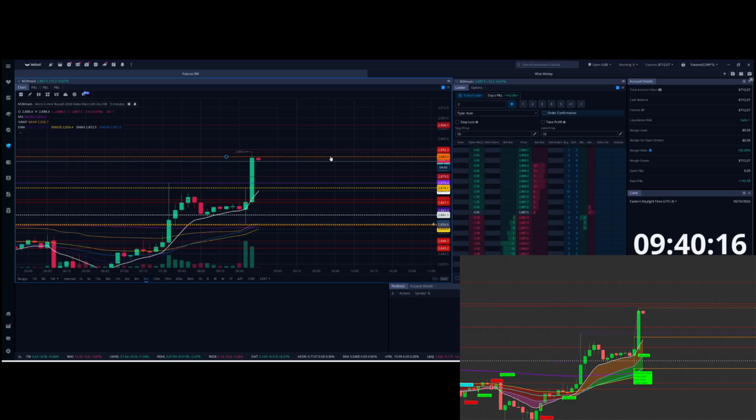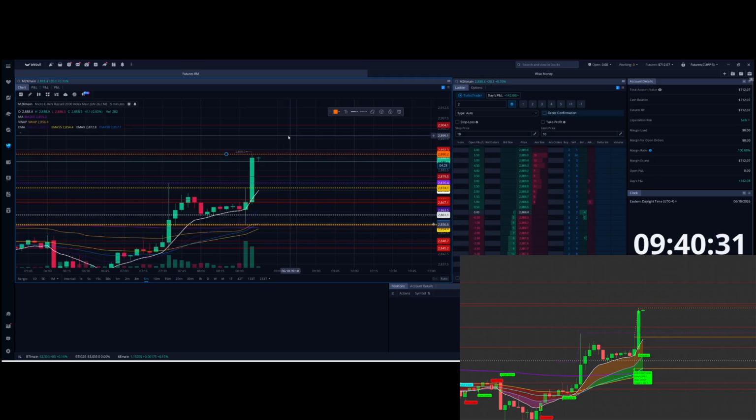All right, we got out. So this is our 15-minute candle here. Price tends to always reverse right around the 15-minute mark. Well, not always, but it reverses. We're going to watch this.